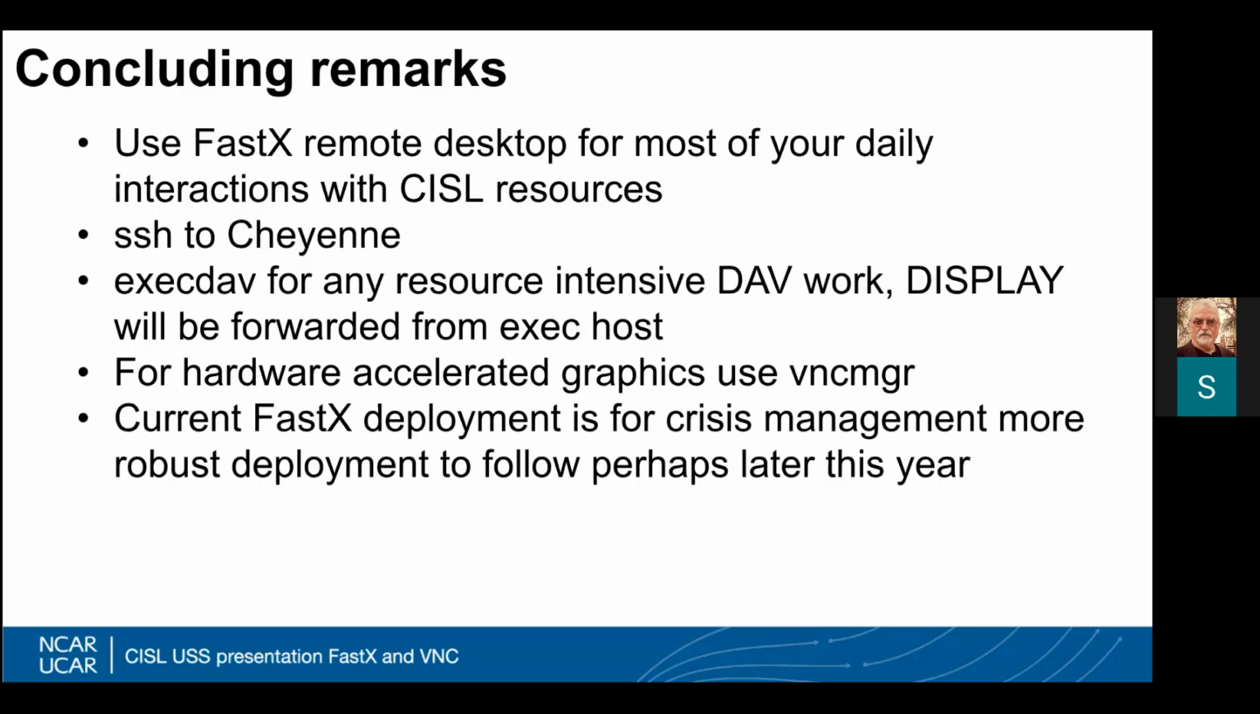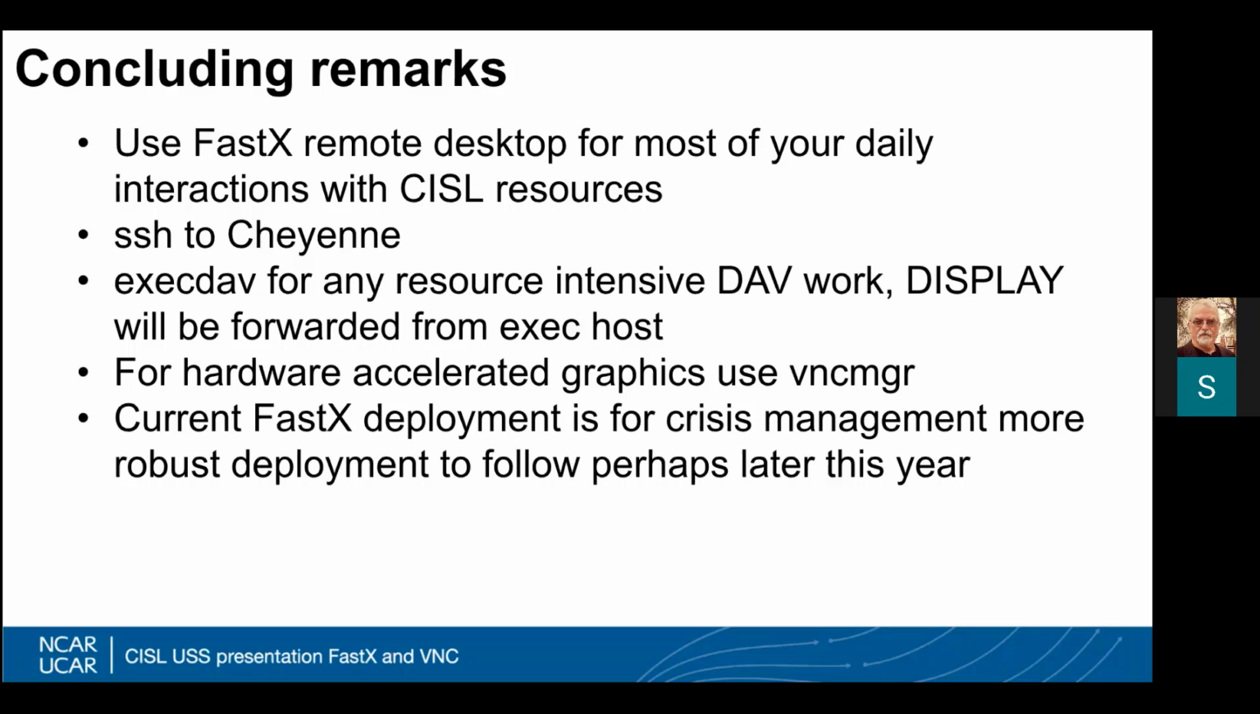If you are accessing Cheyenne for the most part, SSH to Cheyenne from there. Once you single sign on to FastX, SSHing from the FastX server to Cheyenne is passwordless. You can exec that to any DAV work. Display will be forwarded from the FastX server, so your display and everything will be rendered there. But if your graphics need requires hardware accelerated graphics, from the GP100 graphics that we have in our Casper server, then use VNC MGR.